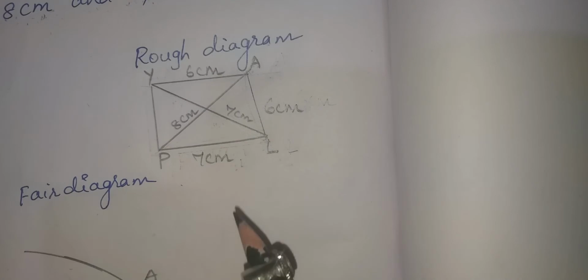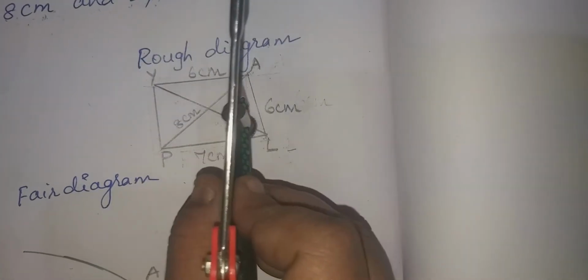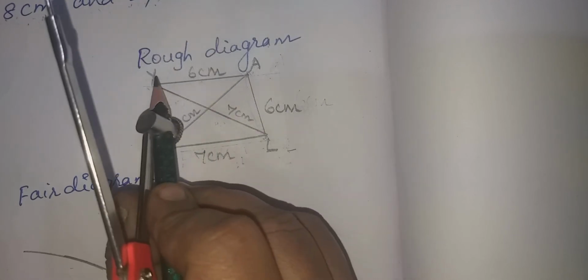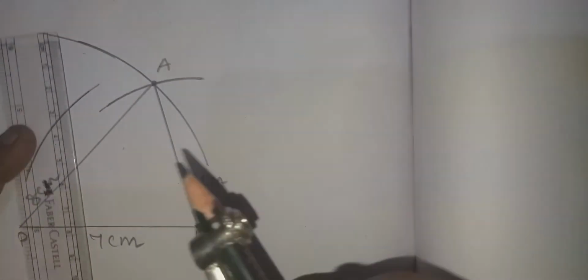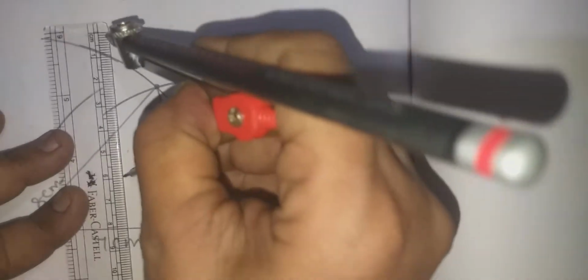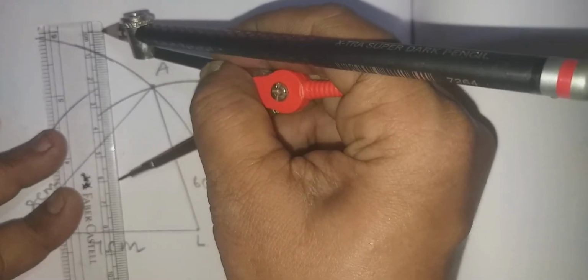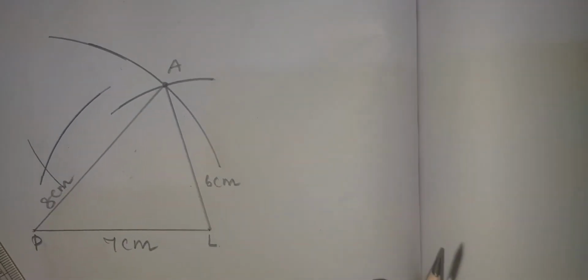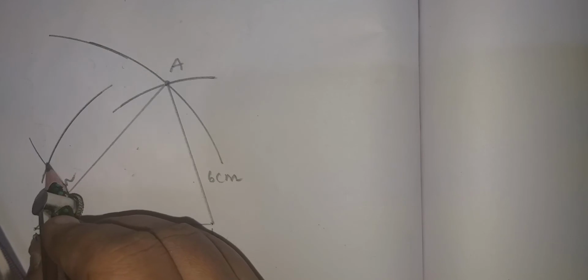Now the next given measurement you can see here is AY is given 6 centimeter. So with A as center, 6 centimeter radius, we are going to cut the previous arc. So let us measure 6 centimeter first. 6 centimeter. Now with A as center, 6 centimeters radius, cut the previous arc. Now you can see this is the intersecting point. Mark it as Y.